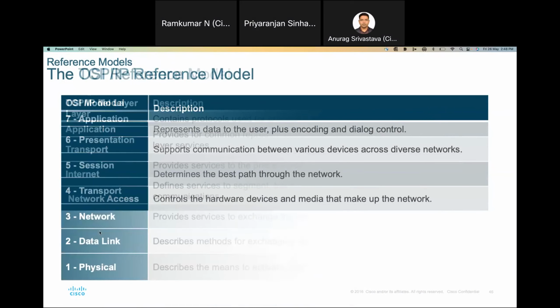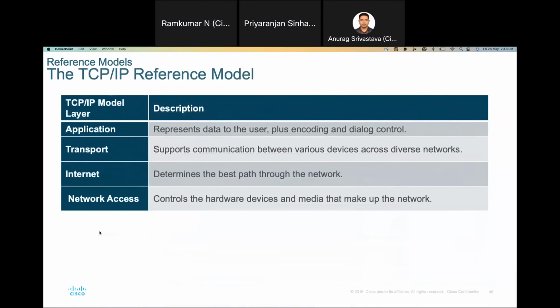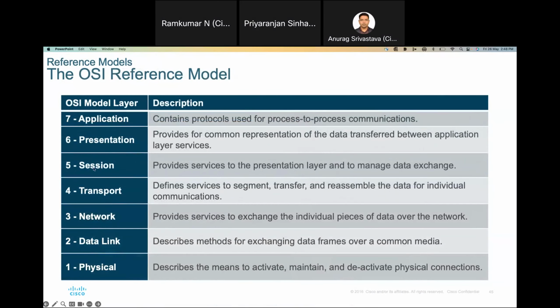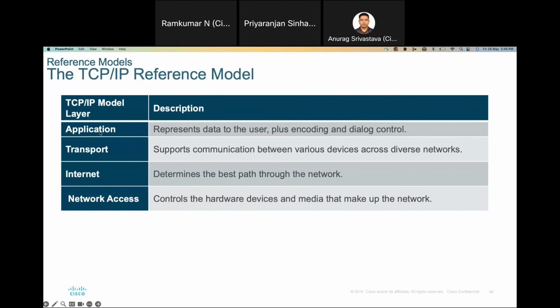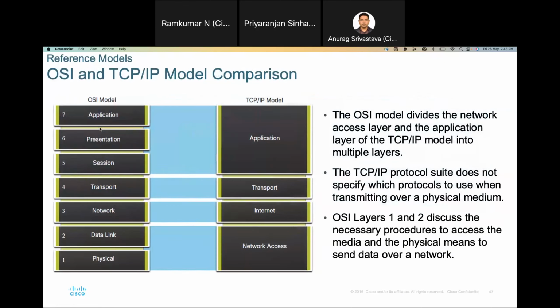Similarly, the session layer, presentation layer, and application layer are combined into a single layer in the TCP/IP model. So this is what I'm trying to say: session layer, presentation, application, those are combined into a single layer. And the physical layer and data link layer are combined as a network access layer.